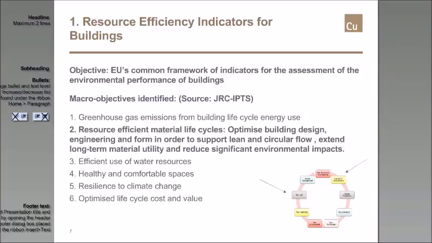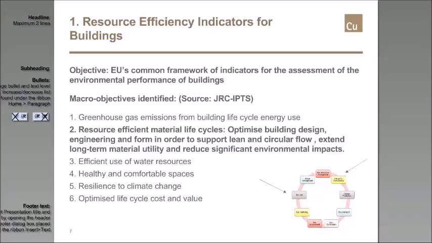And I would like to start from resource efficiency indicators in buildings. This project aims to define a common framework of indicators for assessing the environmental performance of buildings. It's a project that is due to finish in 2017. Currently now, we have already the first task of this project, which is defining those macro objectives. So instead of starting with the indicators and the clear formulas for those resource efficiency indicators, the project has first defined which are the priorities for buildings.